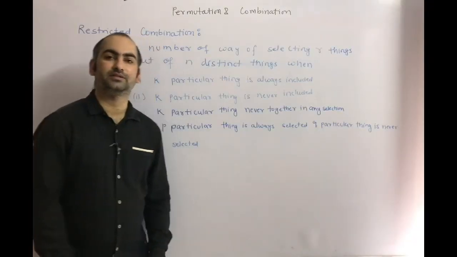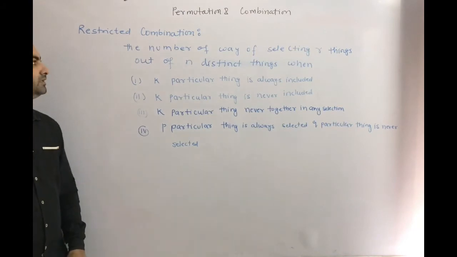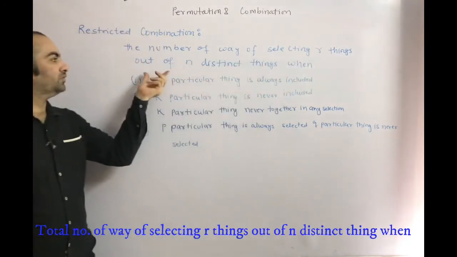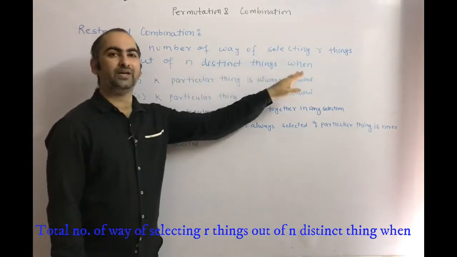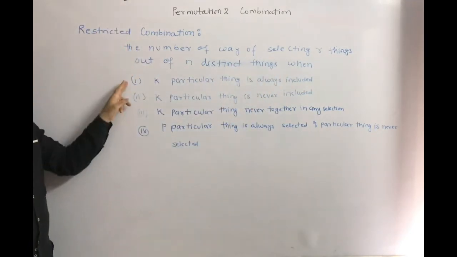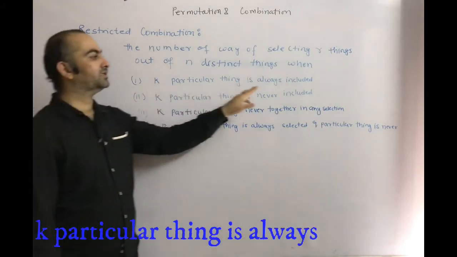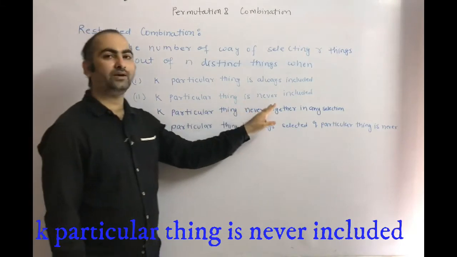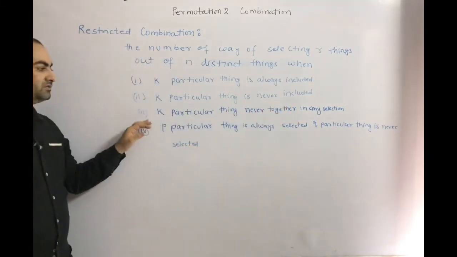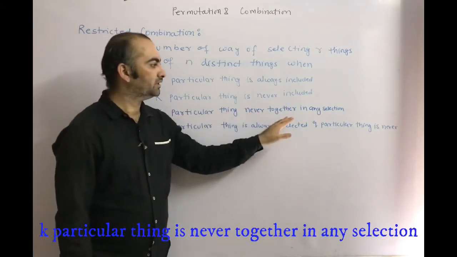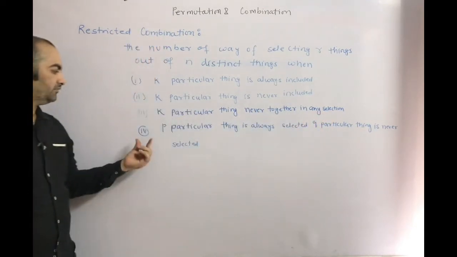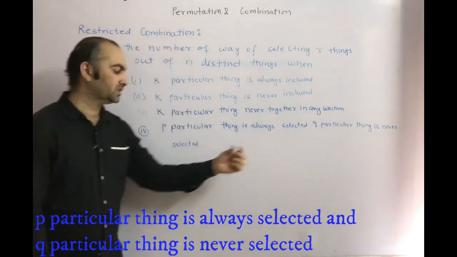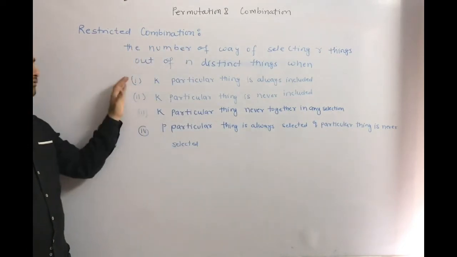Now we are discussing restricted combination. Here we find the number of ways of selecting r things out of n distinct things when, and there are 4 points: first, k particular things are always included. Second, k particular things are never included. Third, k particular things are never together in any selection. And fourth, p particular things are always selected and q particular things are never selected.